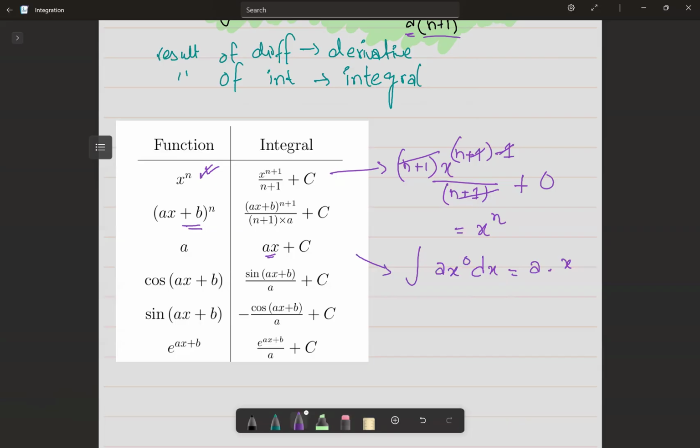So we will have x to the power 0 plus 1 divided by 0 plus 1, and then we will have a plus c in here. So this gives us a x to the power 1 by 1 plus c. So we don't write the power of 1, so we write ax plus c. So this gives us the formula in here.